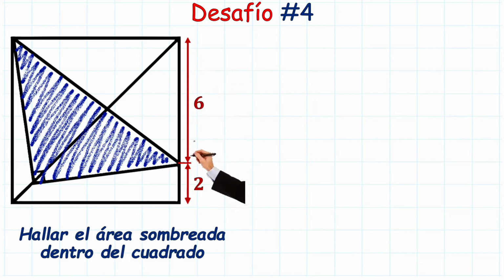Since from here to here is 6 and from here to there is 2, all the sides of this square should be 8. Let's start there by saying that all sides of the square are 8.